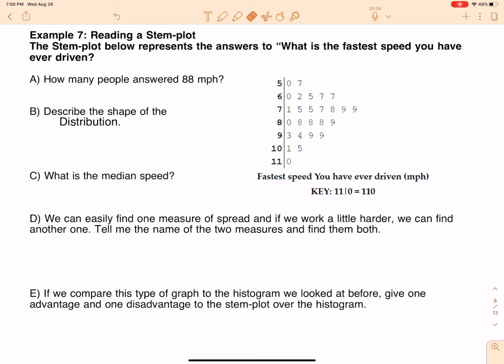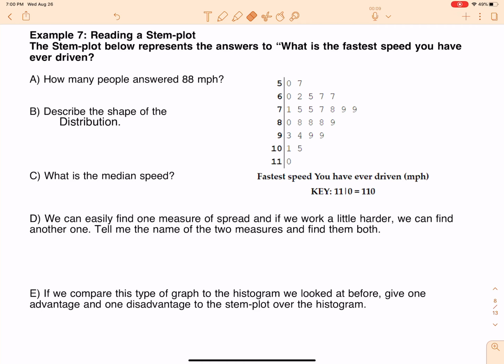Okay, AP Stat, we have looked at a histogram for quantitative data. Now we're going to move on to the stem plot. As you can see on this example, this represents answers to what is the fastest speed you have driven. And I have a stem plot all written out for you. I'm just going to explain to you how to read it, and then we're going to answer all of these questions about it.